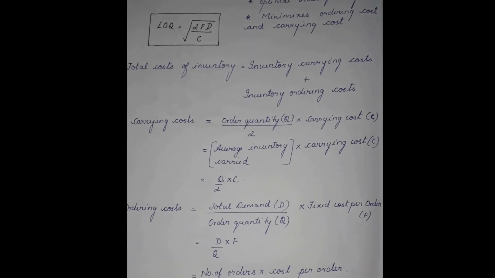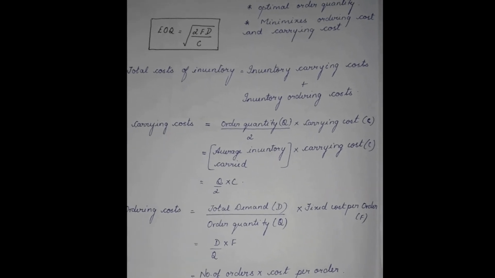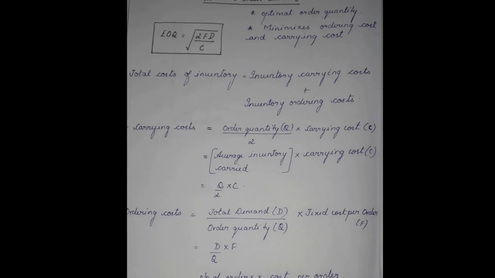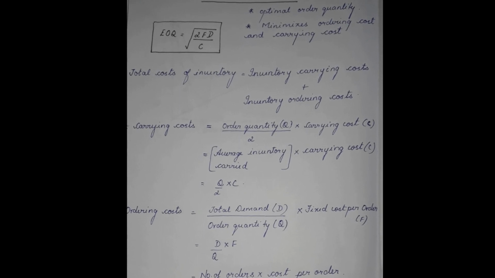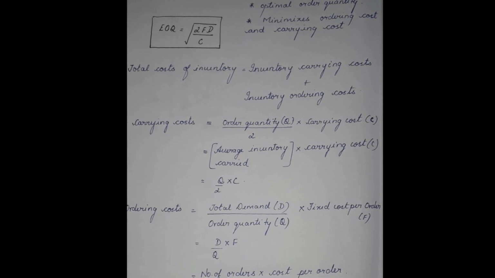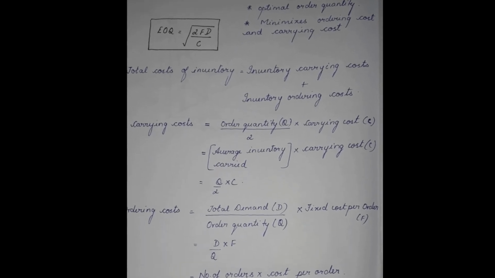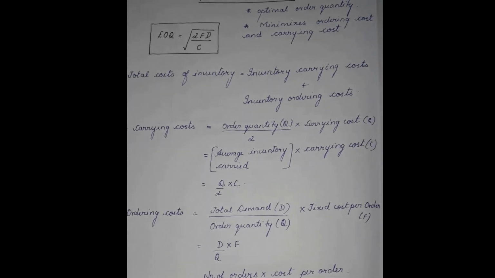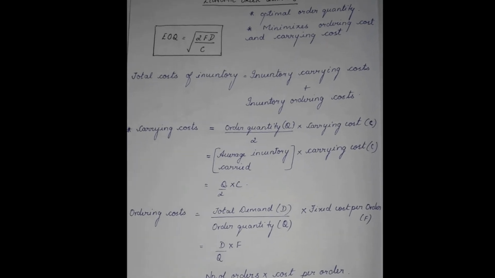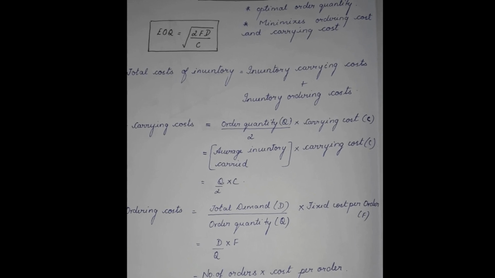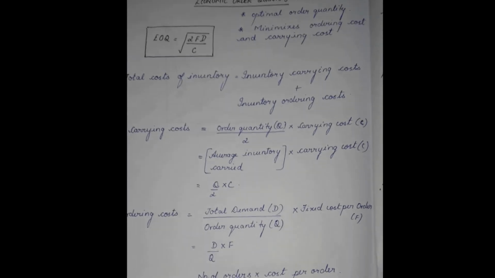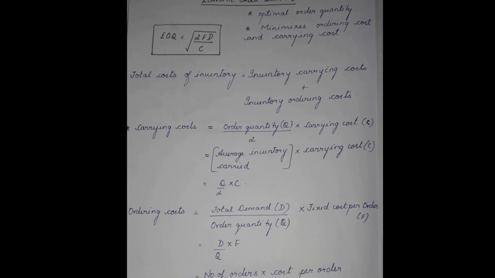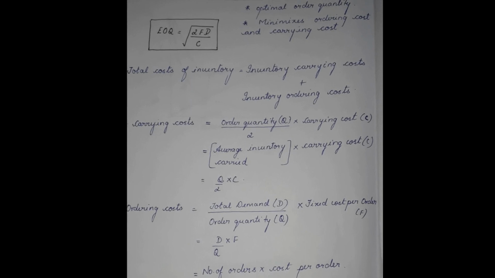And in order to be able to reduce this total inventory cost, we will have to arrive at an optimal order quantity, by which when orders are placed at this quantity, the firm will incur minimal ordering costs and carrying cost. So economic order quantity is basically the optimal order quantity that enables a firm to minimize its ordering cost and carrying cost.